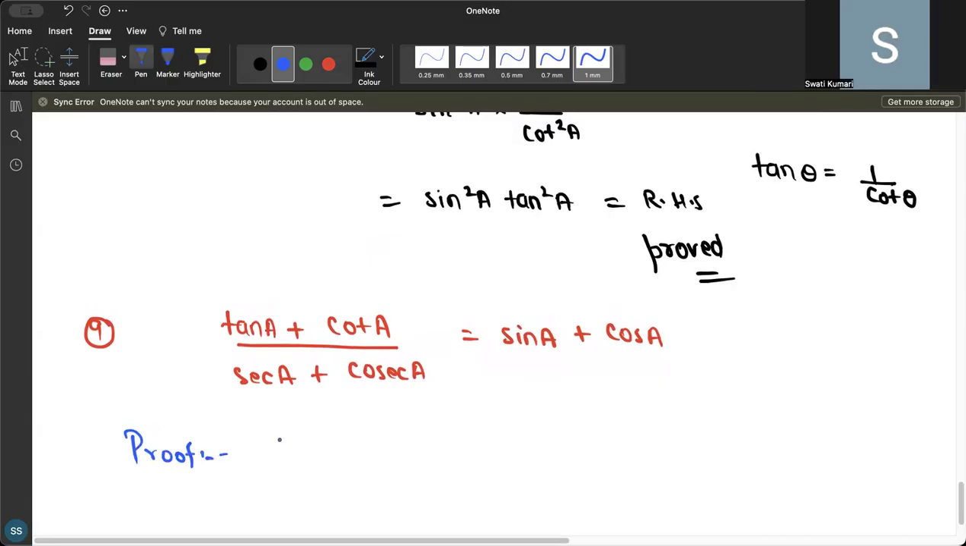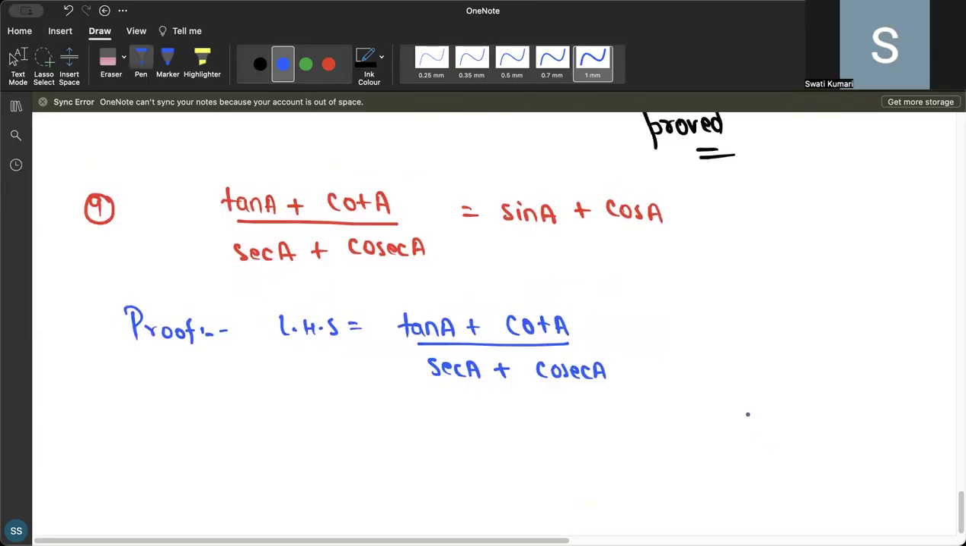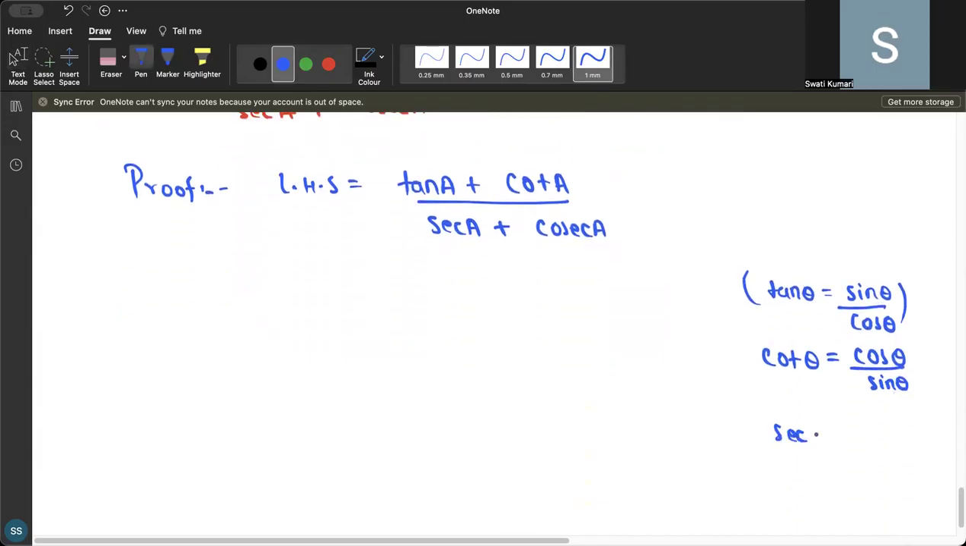On the LHS, we have tan A plus cot A upon sec A plus cosec A. And here we are going to use the formulas. The formulas like tan theta is sine theta upon cos theta. I'm directly writing all the formulas here. Cot theta is exactly the opposite. That means cos theta upon sine theta. Sec theta is 1 upon cos theta. And cosec theta is 1 upon sine theta.